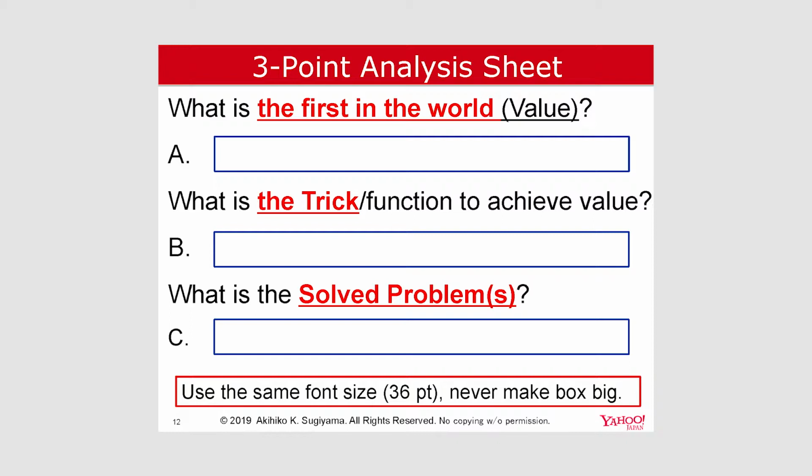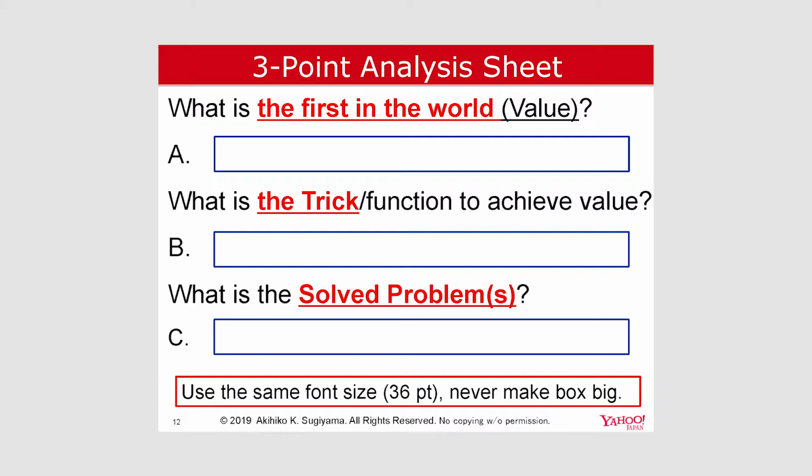And then do it here. What is the trick or function to achieve this value? This value has already been identified in the first step. Again, put it here in the same size of square. Again, it's not an easy task. You need to think about how you can describe it in a good way. And then, following these two steps, what is the solved problem?